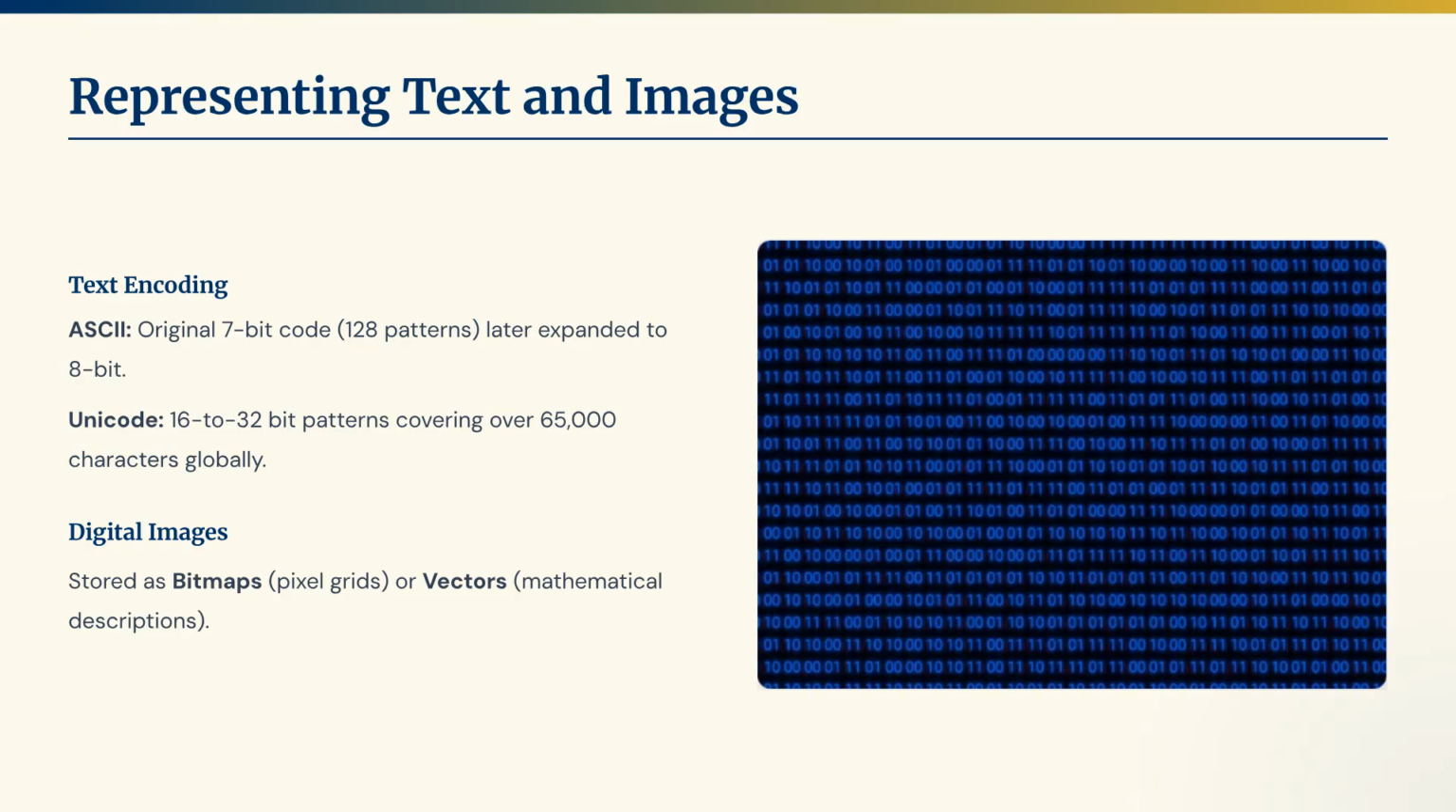Computers represent text using encoding standards like ASCII and Unicode, which map characters to numeric bit patterns. Digital images are handled differently, stored either as bitmaps, which are grids of individual pixels, or as vectors, which use mathematical descriptions to define shapes and colors.